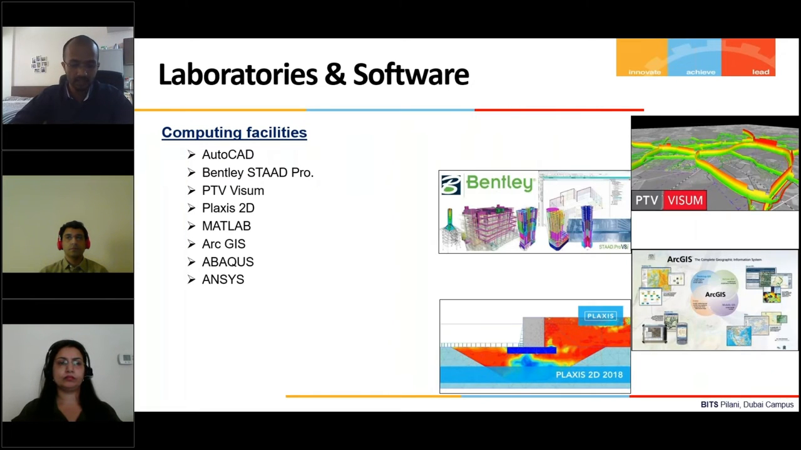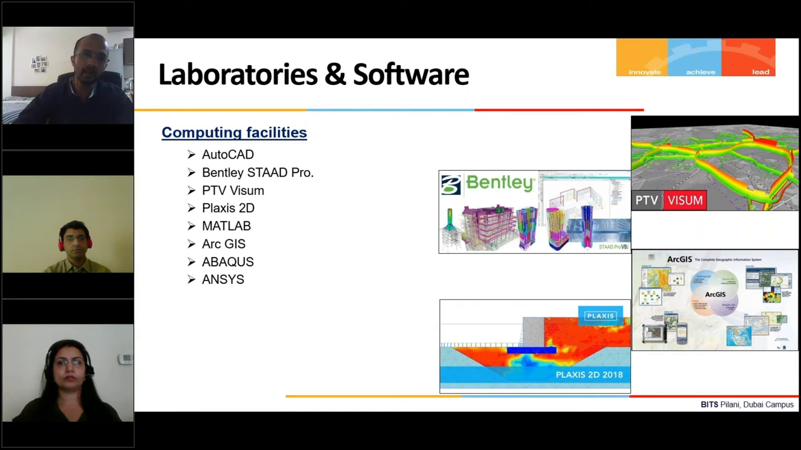As technology grew, all the complex calculations, analysis and designs are aided through software, and our academic activities are well correlated with this new software. All courses are course-specific, with software attached to them. Some of the software are AutoCAD for drafting, STAAD for structure analysis, PTPDSM for transportation purposes, PLAXIS 2D for geotechnical analysis, MATLAB for mathematical modeling, ArcGIS for geoinformatics, Abaqus and ANSYS for finite element modeling of structures and fluids. So when students are doing the core courses or electives, these software are attached along with them.